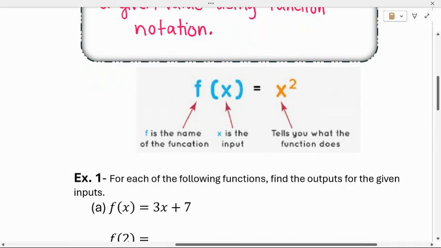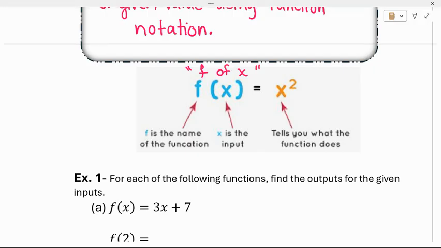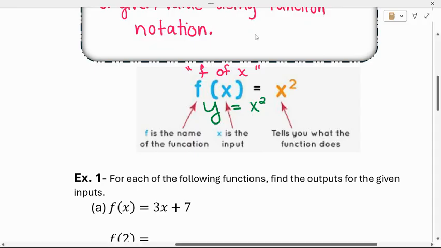So function notation is written like this. We read this as f of x. F is the name of the function and x is the input. When we use function notation, this is no different than if you saw y equals x squared. It means the exact same thing, so we evaluate it the exact same way.